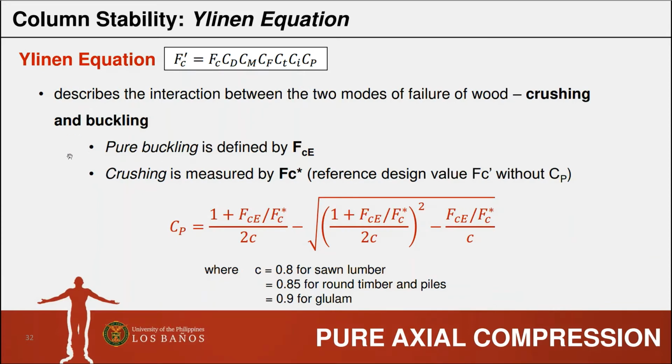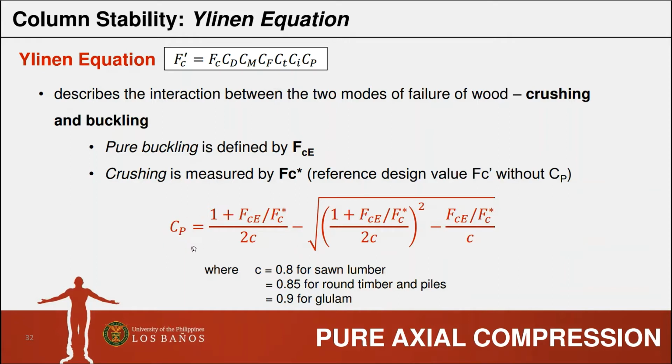The Euler equation describes the interaction between the two modes of failure of wood, crushing and buckling. So pure buckling is defined by the Euler critical buckling stress, F sub CE, and crushing is measured by uppercase F c asterisk. It is the reference design value of uppercase F c prime without C sub P. So we need to solve first for C sub P.